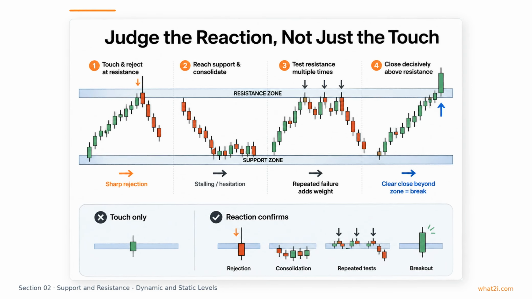Repeated failure to push through a level often adds weight to that area. On the other hand, a strong close beyond the zone may signal that the level has finally given way. This approach keeps you focused on evidence instead of labels. Touches are common, but meaningful reactions are what make a level tradable.